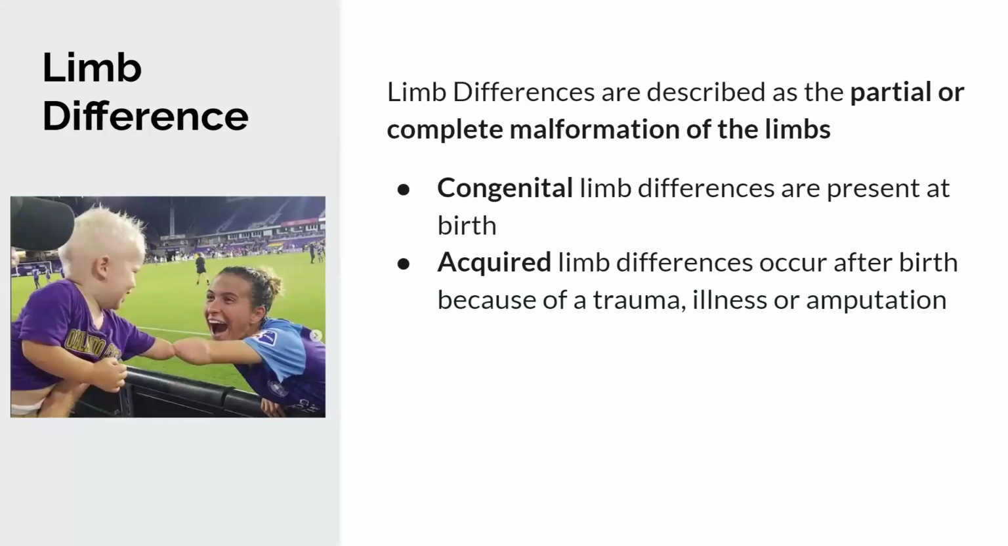According to the CDC, approximately 1,500 children are born with upper limb differences each year, and more than 32,500 children experience a major amputation in the U.S. Limb differences are described as the partial or complete malformation of the limbs. Congenital limb differences are present at birth, while acquired limb differences occur after birth because of a trauma, illness, or amputation.